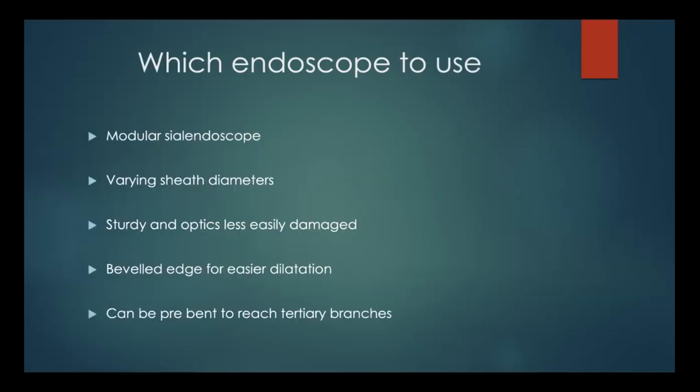So, what endoscope to use would be one of the questions, and I thought I'll answer that. In my opinion, for a stenosis case or a diagnostic case where we're not dealing with a stone, the modular scope would be slightly more suitable. Various reasons for that: number one, you're putting only one scope at risk for various diameters of the sheaths. It's more sturdy than the all-in-one scopes, and the optics are less easily damaged. We have the beveled edge, as I've already mentioned. And this can be pre-bent to reach tertiary branches, whereas with the all-in-one scope, you can't really take the liberty of bending it too much.